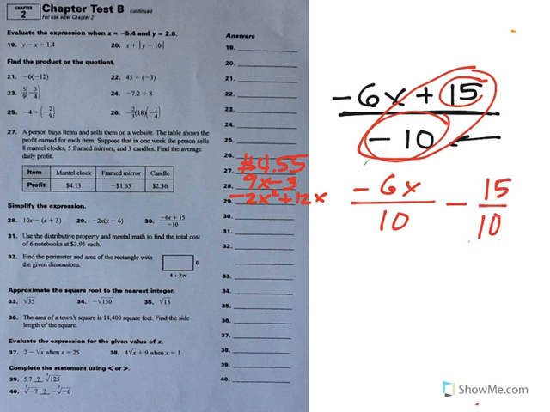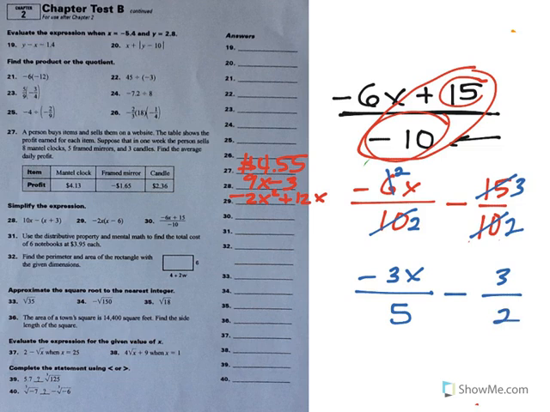Let's simplify further. Divide by 2, and divide by 2. Negative 3x over 5, and then minus, divide by 5 is 2, divide by 5 is 3. Okay, and that looks pretty good. Let's make this look a little prettier. We prefer the x right in the middle, so I'm going to adjust this a little bit.